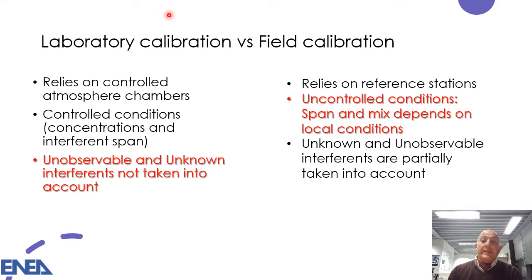But unknown and unobservable interferences are partially taken into account by the response of some targeted interference sensors, and also by relying on the partial selectivity usually shown by low-cost sensors. So the basic idea is that we operate in conditions much closer to the real conditions, with all the unknown and even unobservable interferences present there, which may exert their influence on the response of the sensors. And we can learn about the response that the sensors actually have in a real environment.